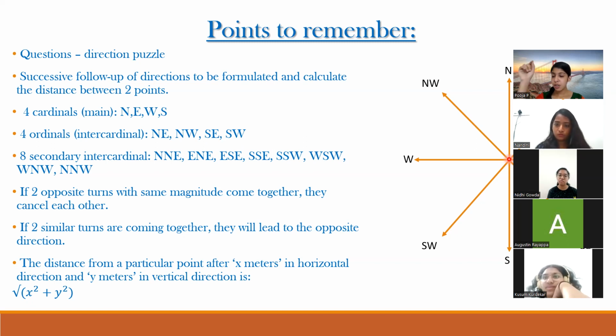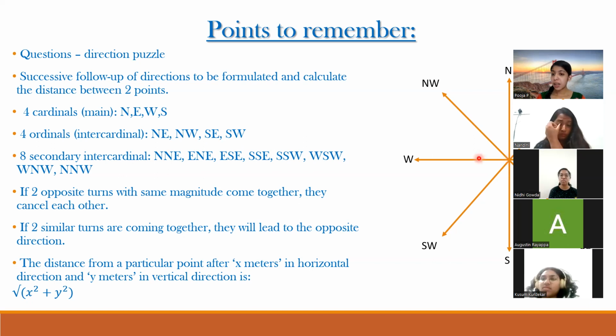In case you're getting confused, at the top corner, just make sure you're drawing the compass: north, south, east, west. Mark it and then start following. Either that way or on the sheet of paper you want to draw it, pick and do. That is also fine. You're free to do.